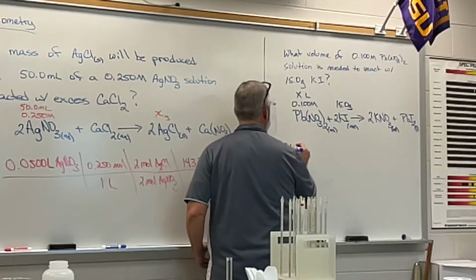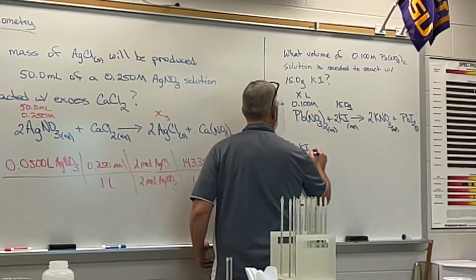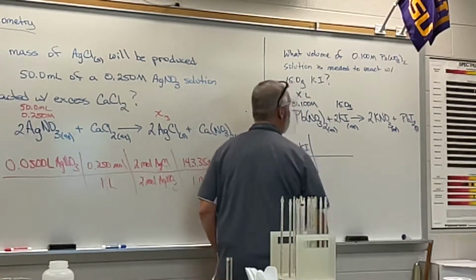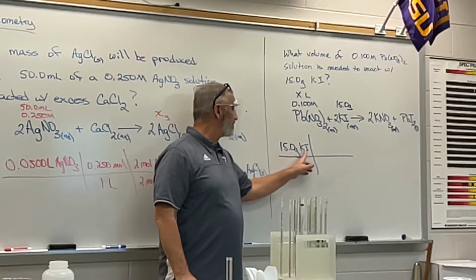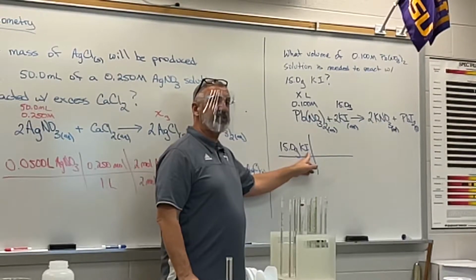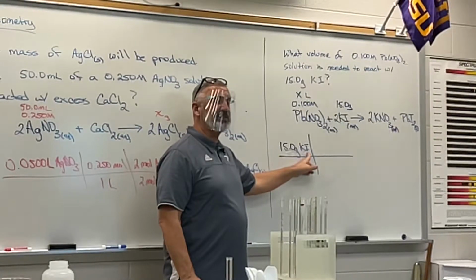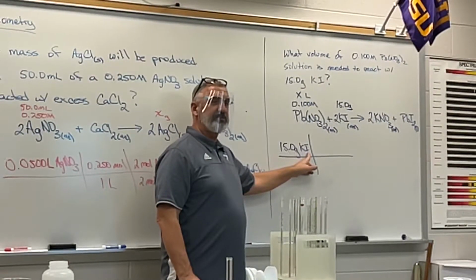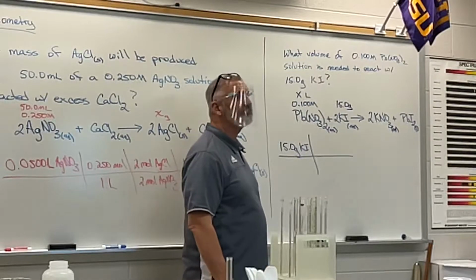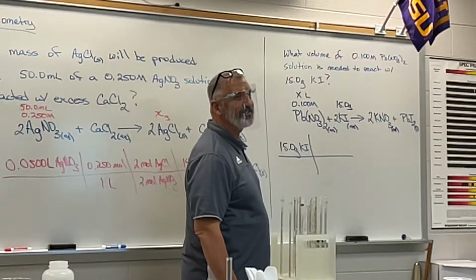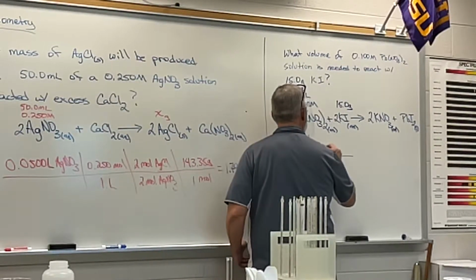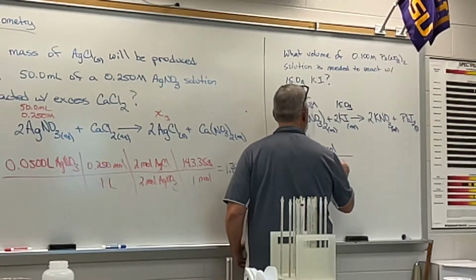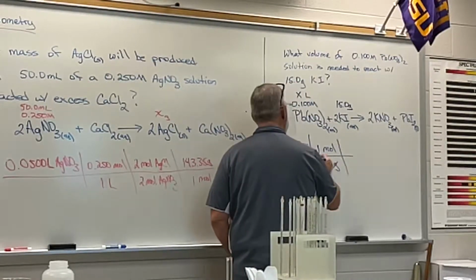I start with 15 grams of KI, and then I use the molar mass of KI. It's 39.1 plus 126.9, so 166. So we're going to put 1 mole over 166 grams here. So that gives me moles of KI.